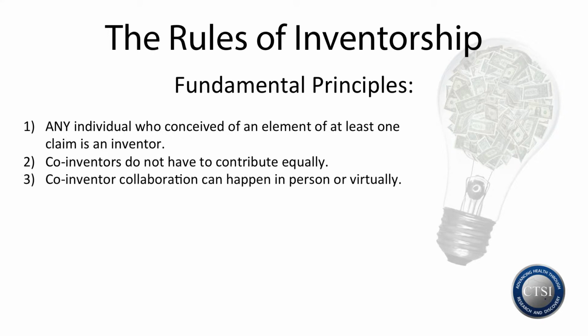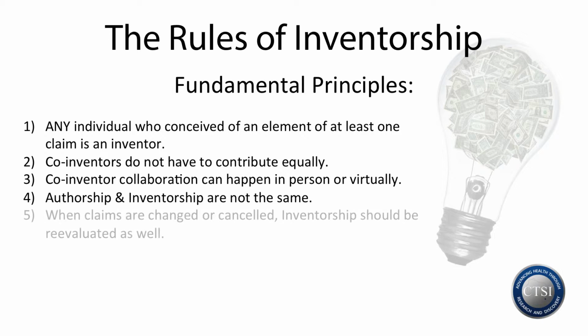Although some sort of collaboration must have taken place among co-inventors, they need not have worked together physically or at the same time. Indirect communication, such as through another co-inventor, is sufficient to establish the required collaboration. Co-authorship of a paper describing the invention does not necessarily indicate co-inventorship. Authorship is governed by different rules.